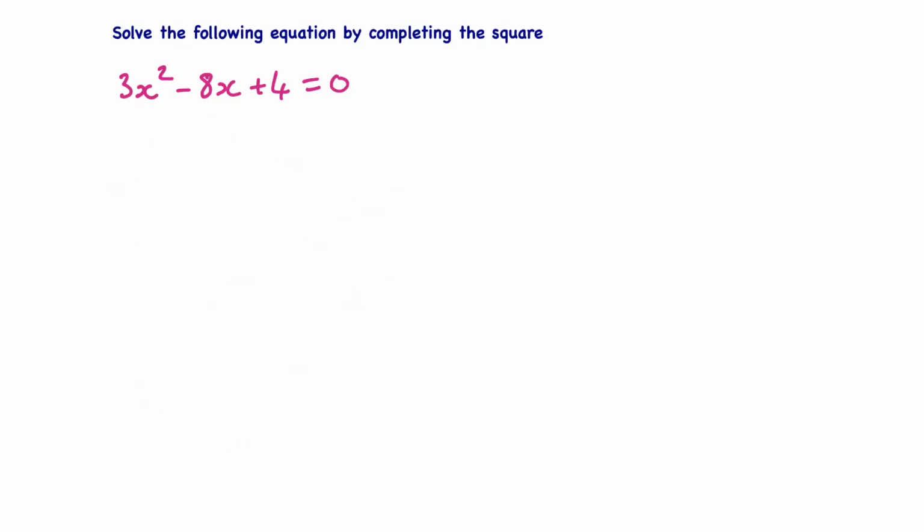Here we have another example. In this example, not only do we have a coefficient of the x squared term which is not 1, we also have to solve it as well. So the first thing I'll do is I will divide these two terms by 3.